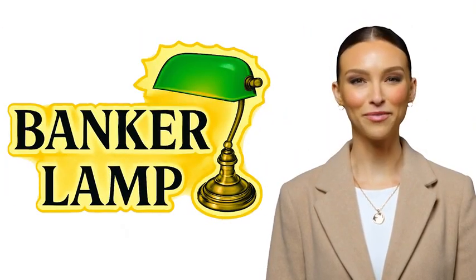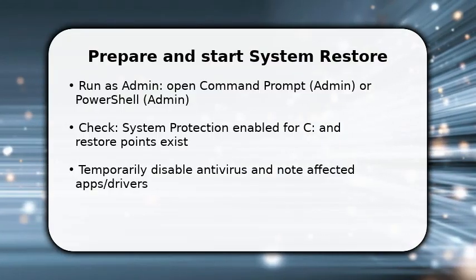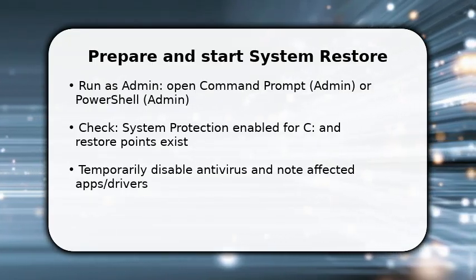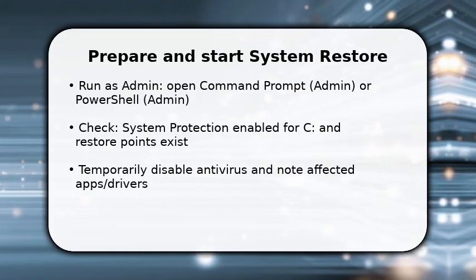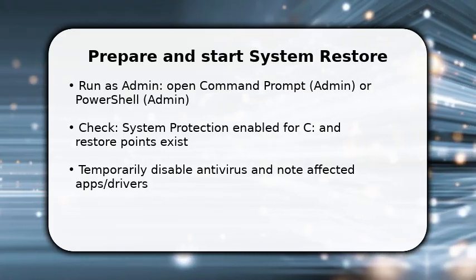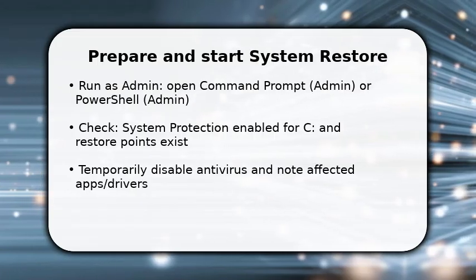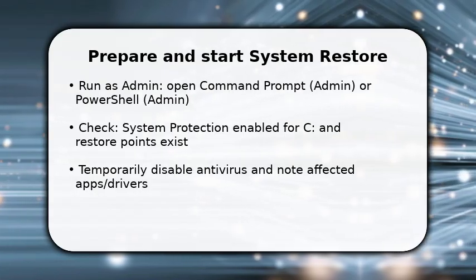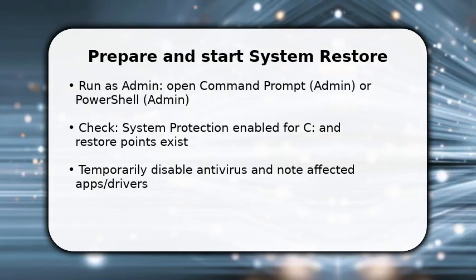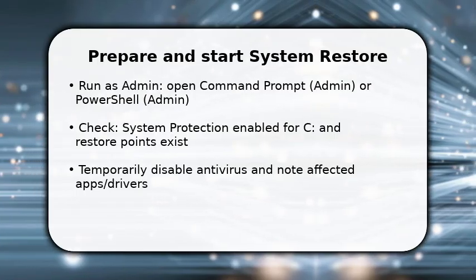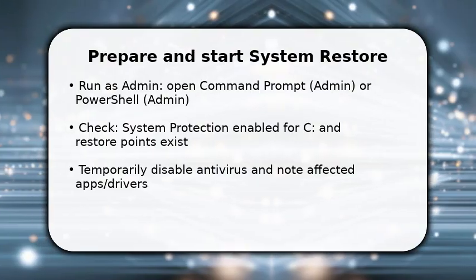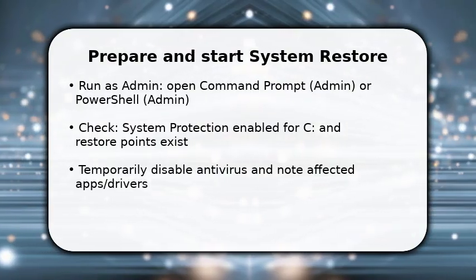You will run System Restore with elevated rights. Open Control Panel Recovery, or type RSTRUI.EXE and run. Once done, confirm system protection is enabled for your system drive and pick a recent restore point. If none appear, create a manual shadow copy later. Right now, disable third-party antivirus to avoid interference. Make sure you note any installed updates or drivers since the chosen date so you can reinstall them if needed.